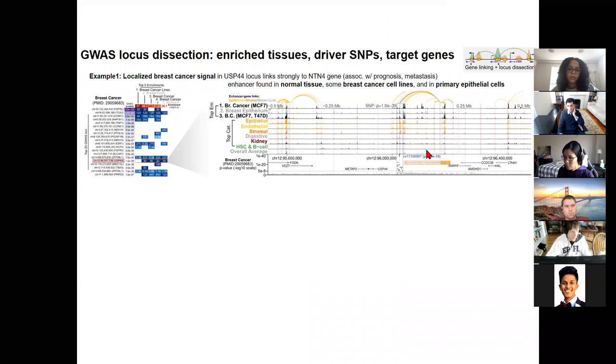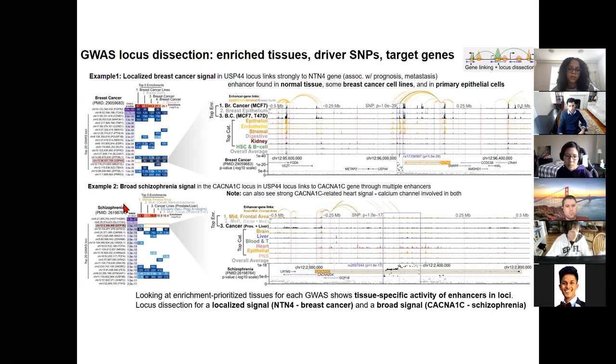Here's another example with a genetic association with schizophrenia. And you can see here, instead of the nice tight correlation that we had in localization with only one SNP, you now have dozens of SNPs that are weakly associated. And all of those SNPs are in fact lying in these enhancers, which are all together linked to this common target gene, which is this calcium signaling transport gene, which is specifically associated with schizophrenia.